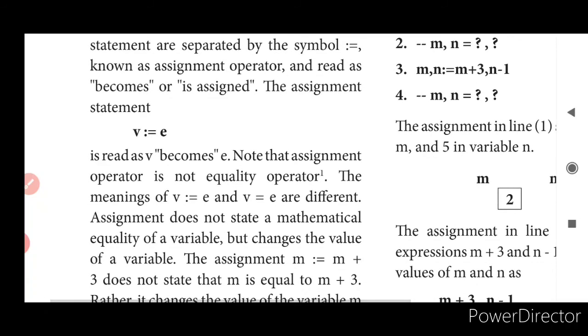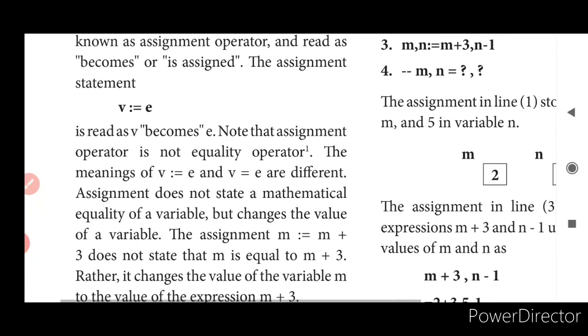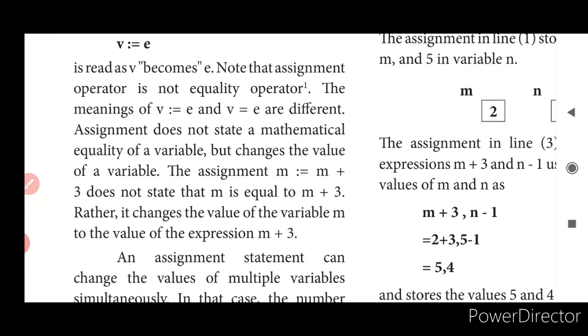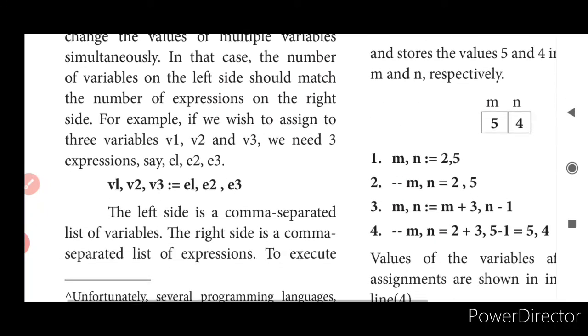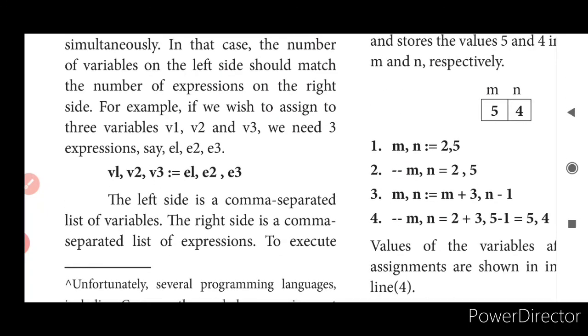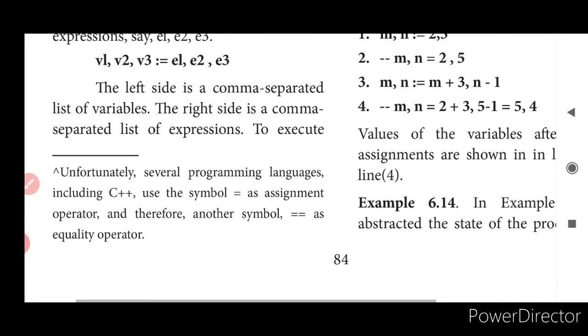Fine. See, the meanings of V colon equal E and V equal E are different. Assignment does not state the mathematical equality of a variable but changes the value of the variable. The assignment M is equal to M plus 3 does not state that M is equal to M plus 3. Rather, it changes the value of the variable M to the value of the expression M plus 3. And what have we done here? V1, V2, V3 is equal to E1, E2, E3. V1 will be equal to E1, V2 to E2, V3 to E3. We are just assigning three values together.